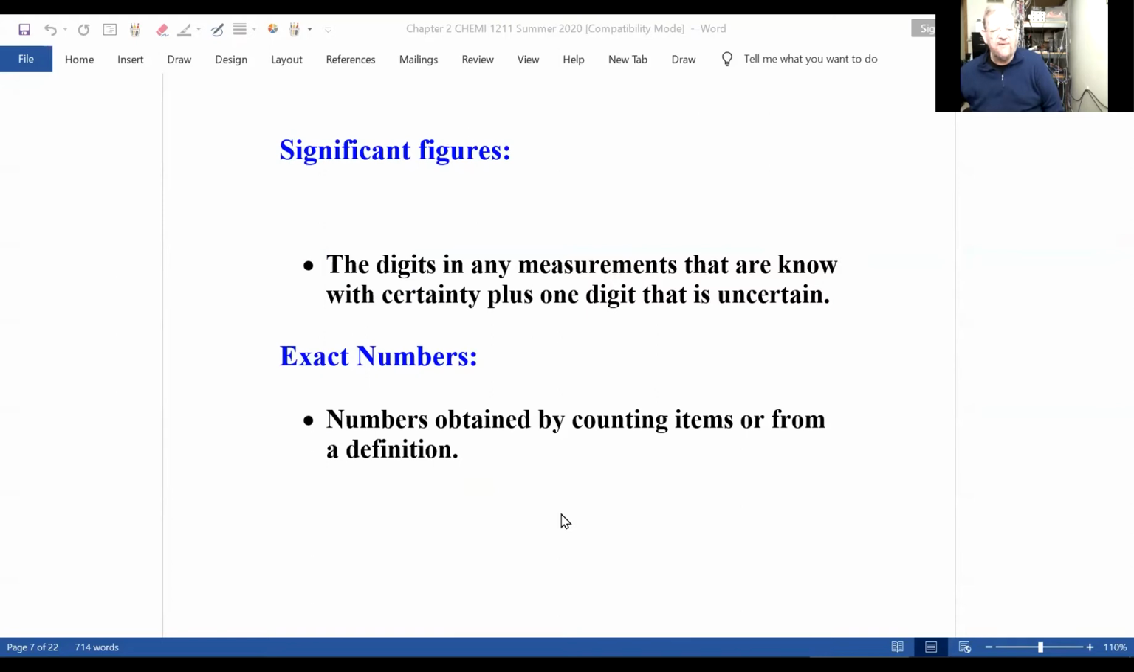Now, there's another type of number called an exact number. Exact numbers are numbers obtained by counting items or from a definition. An example of an exact number: if we were in a classroom and I'd say, how many students are in this room breathing? You couldn't say 48.5 or 46.5, because how can you have half a person who's breathing? You have whole numbers. When I'm counting people, that's an exact number.